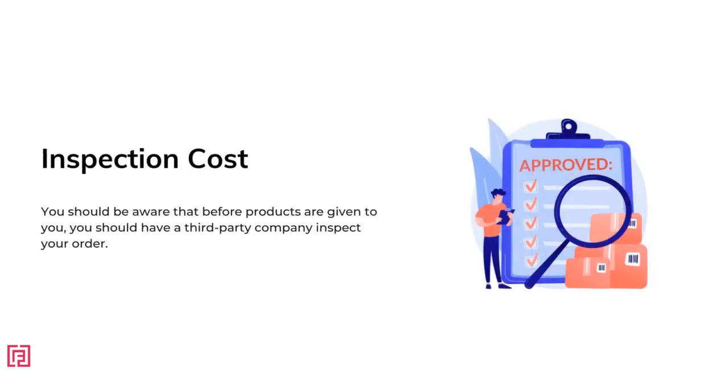Number 5. Inspection cost. You should be aware that before products are given to you, you should have a third-party company inspect your order. It does, however, cost $100, and you'll normally do this for the first 3 to 4 orders you place with a new supplier.